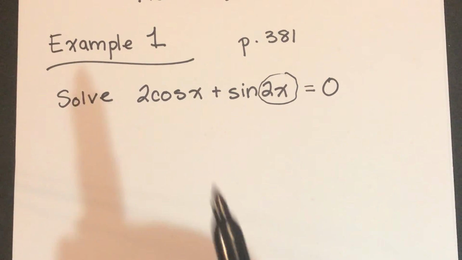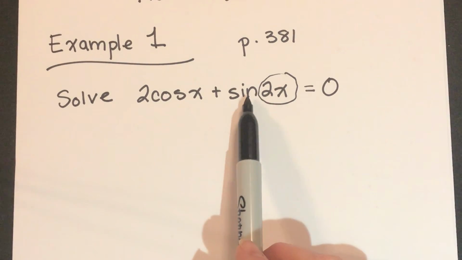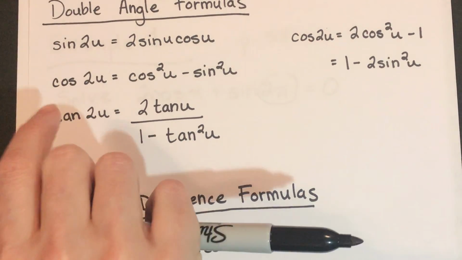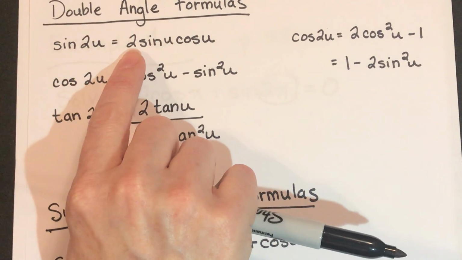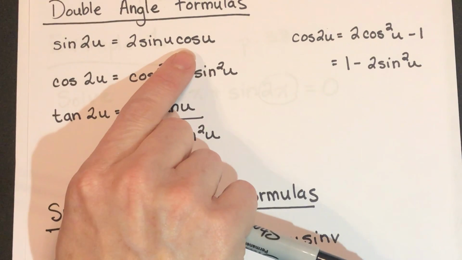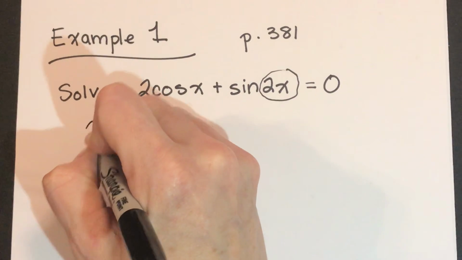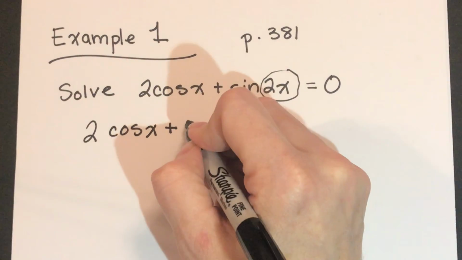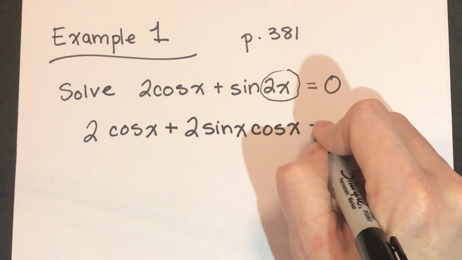In order to deal with this right here, we're going to use one of our formulas to break this down into pieces that we can manage and that we know what to do with. On my sheet, sine 2u is the easiest to remember. The sine of 2u equals 2 times the sine of u and the cosine of u. So we're going to rewrite that. We have 2 cosine x plus, instead of this, 2 sine x cosine x equals 0.